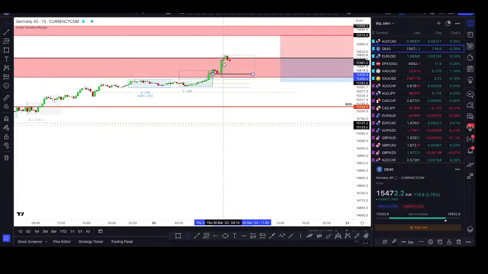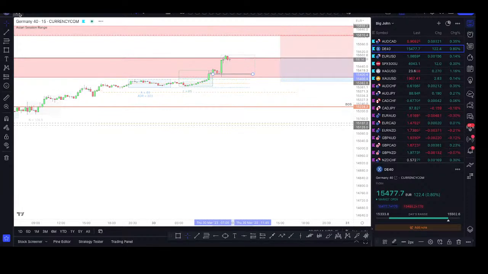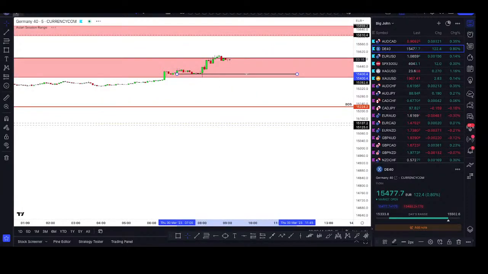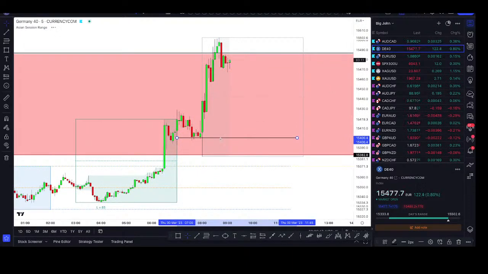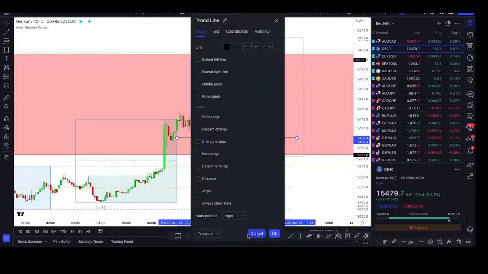So again, I'm on German 30 because I'm actually looking to take this pair at the moment. That's why I'm not paying attention to anything else. We've got a nice 5-minute break of structure here on the market. Now for me to get a good 1 to 5 risk to reward, let me just do this. Template BOS.